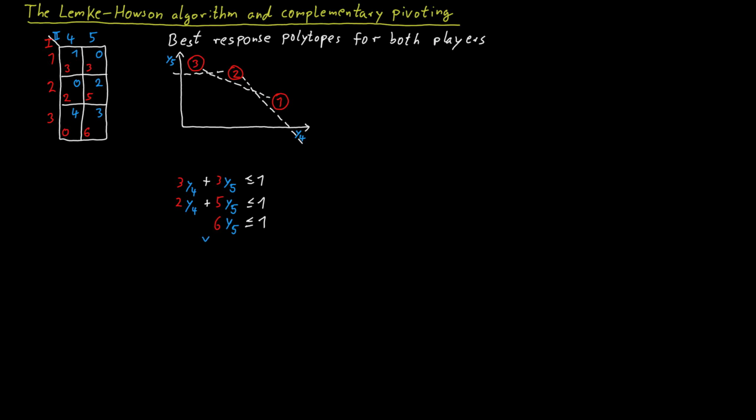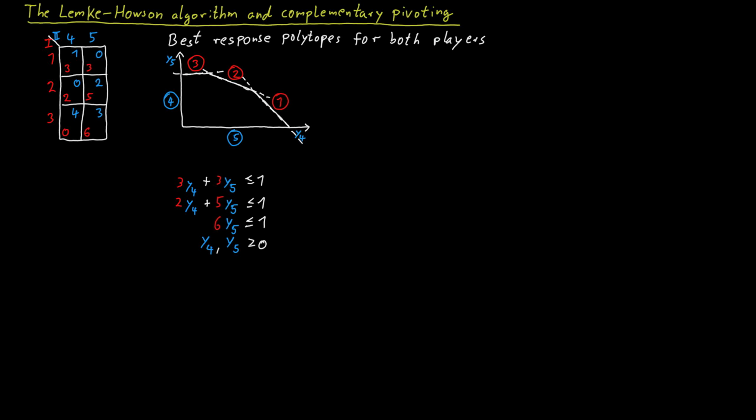And then we also know that y4 shouldn't be negative, and also y5 shouldn't be negative, and this essentially gives us a closed polytope. So we have all these 5 sides of the polytope now.